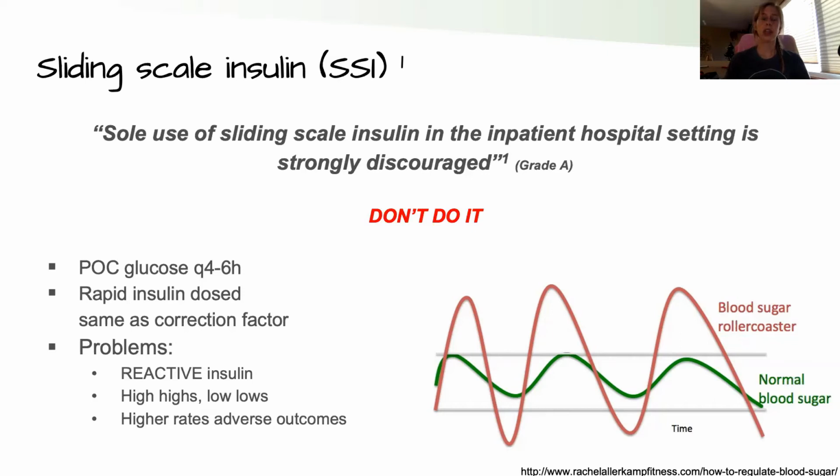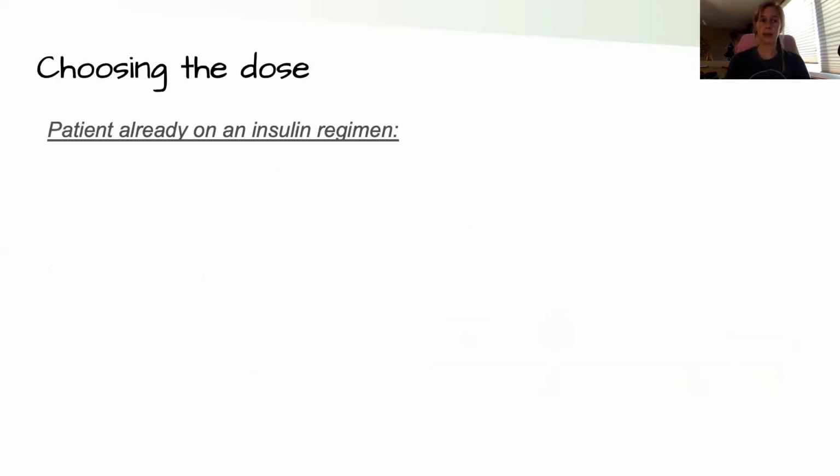So long story short, don't do it. There are extremely few situations where this is appropriate on the inpatient side, and that's typically for very short durations of time. In general, you should not be using sliding scale insulin.